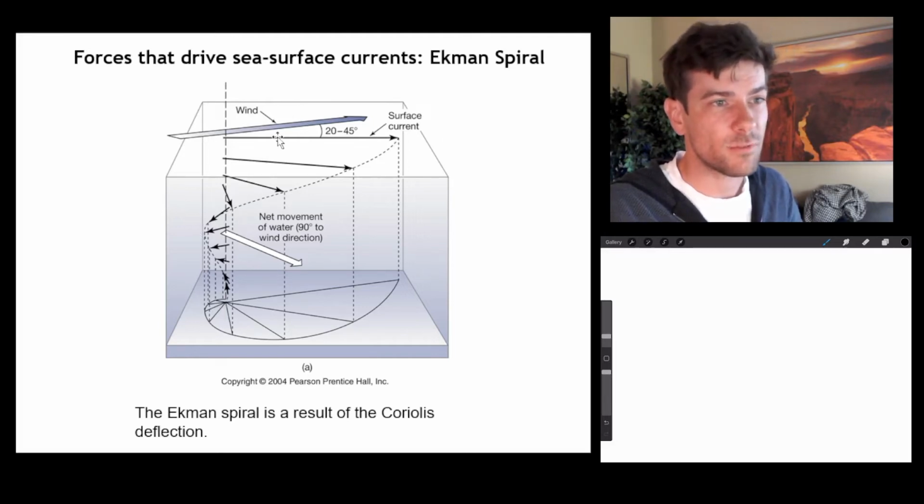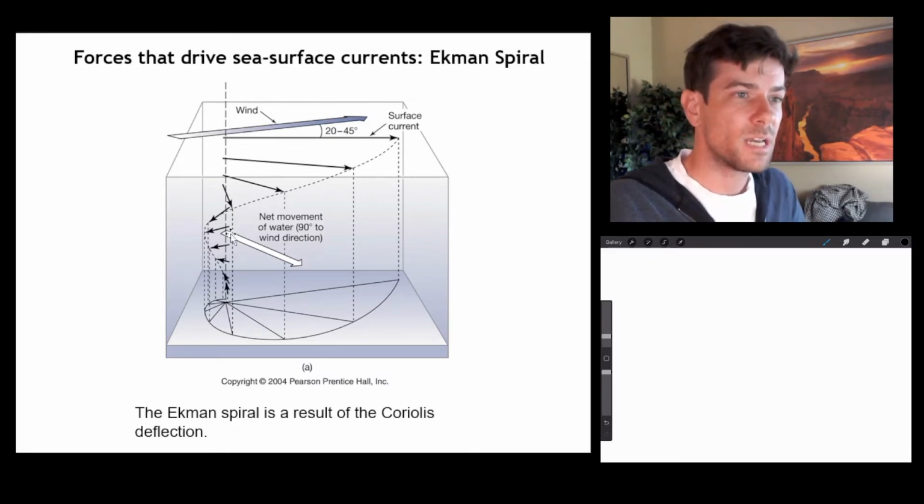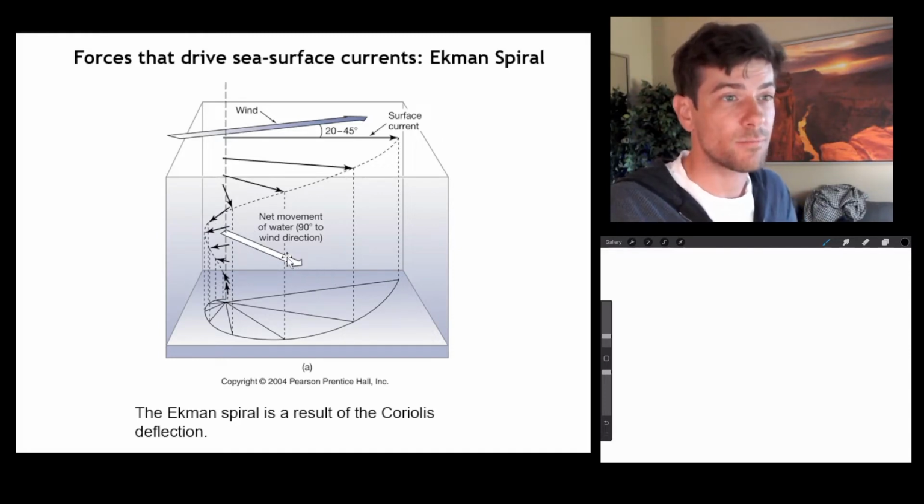And as a result, if you add all of these arrows together, you'll end up with the net flow for water. And that flow is 90 degrees to the right in the northern hemisphere and to the left in the southern hemisphere of the dominant wind direction. Okay, so the wind blows one direction, and water generally is transported 90 degrees from that.